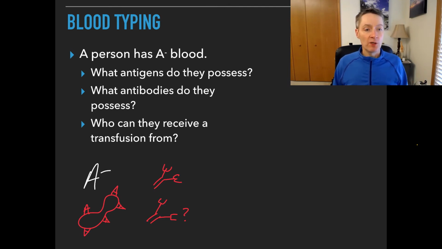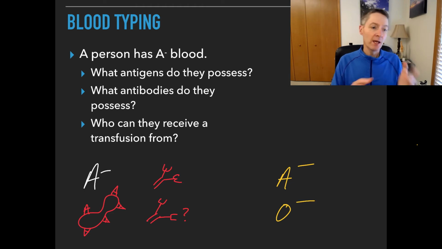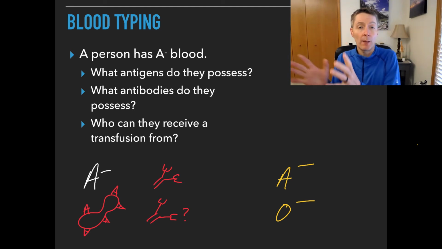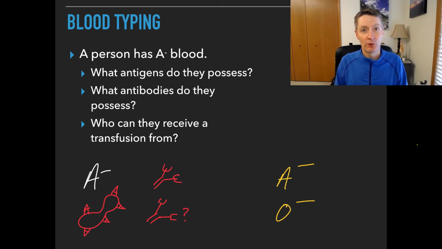Who can they receive a transfusion from? Well, I don't want to give them B's. And to be safe, just in case, I don't want to give them Rh factors. So, no positive blood here. That's off limits, right? But I can give them anything that doesn't have a B otherwise, right? So I can give them A negative and O negative. So you can see how somebody who's got positive blood actually has more opportunity for transfused blood than someone who's negative.